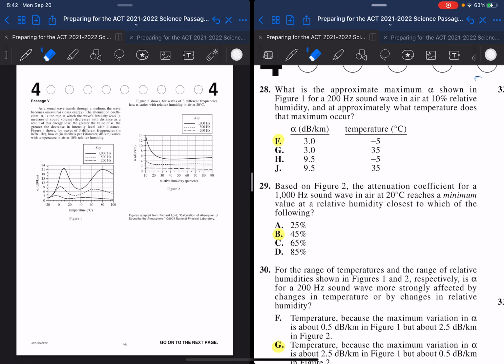This is the Preparing for the ACT 2021-2022, the science passage number 5. If you know a particular question you want to find, go look in the description and click on that particular question to see that solution.